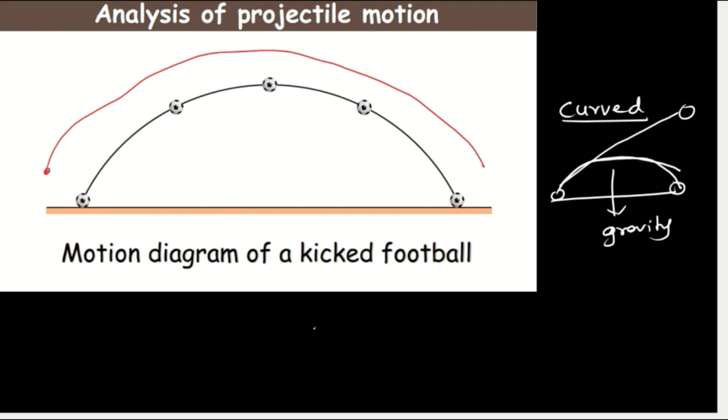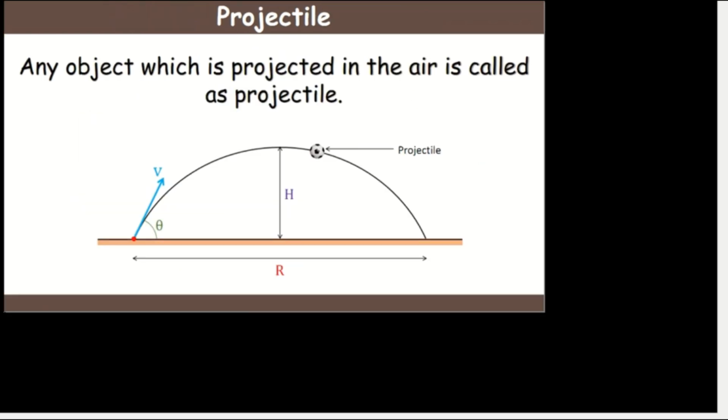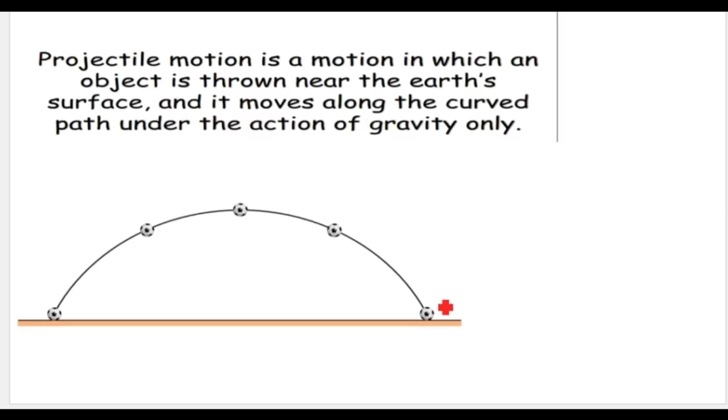So my dear children, what is projectile motion? Any object which is projected in the air is called a projectile. Projectile motion is a motion in which an object is thrown near the Earth's surface and it moves along a curved path under the action of gravity only. That means projectile motion is nothing but motion under gravity, because only gravity is acting here.